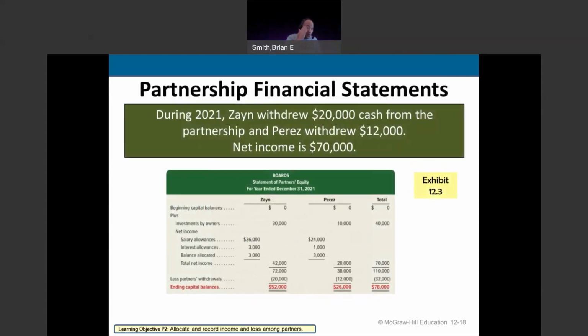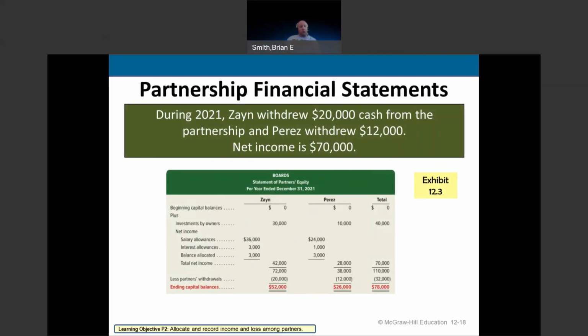And you will be working on something like this in the homework, so don't worry, you'll get some experience on this. So at the end of all that, our capital balances look like this. Zane has 52,000. Perez has 26,000, and it shows on that second to last line that each partner withdrew something from the company.